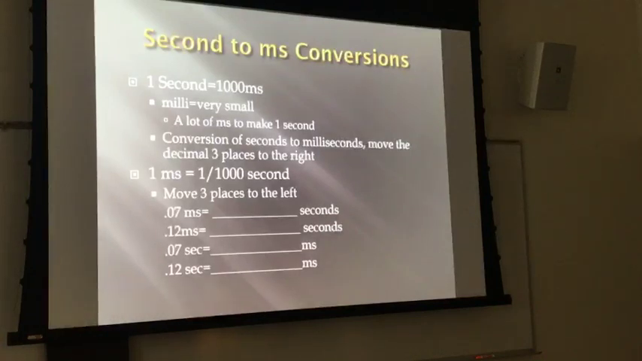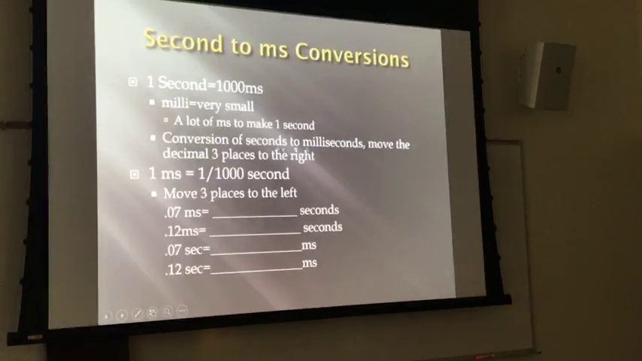So 1 second equals 1,000 milliseconds, and you're going to have a tendency to move the decimal in the wrong direction on these. You're going to kick yourself for it, but probably right up there with the most commonly missed questions on the quiz. So a millisecond is very small. 1 millisecond is very, very small. So 1/1000th of a second is what we're talking about there.